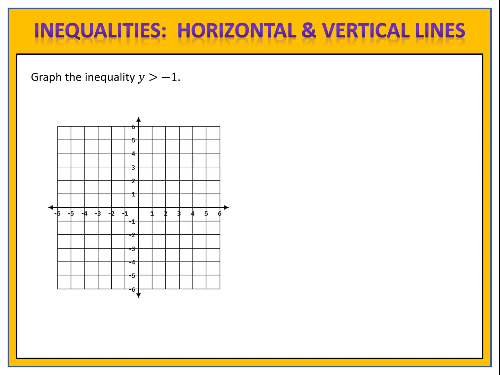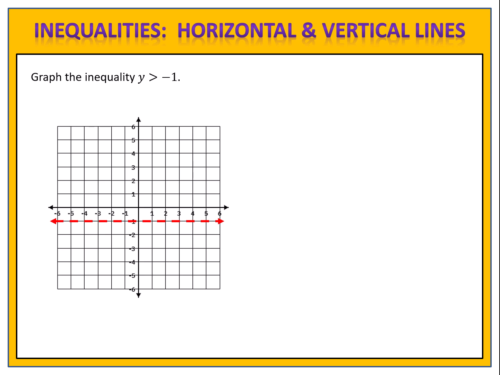Let's take a look at another example. Graph the inequality y is greater than -1. We go to graph the line y equals -1, and we use a dashed line this time because we have a greater than symbol and not a greater than or equal to symbol. With a greater than or a less than, we use a dashed line, which means the points on that line are not a part of the solution set.